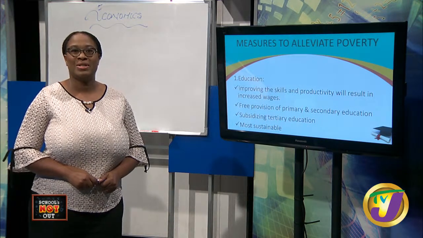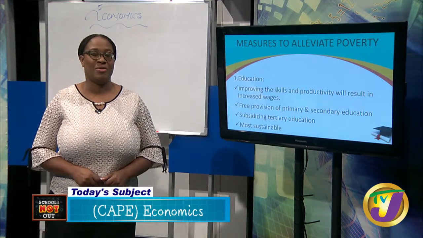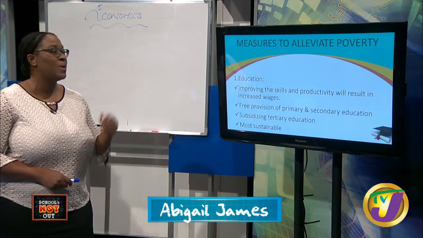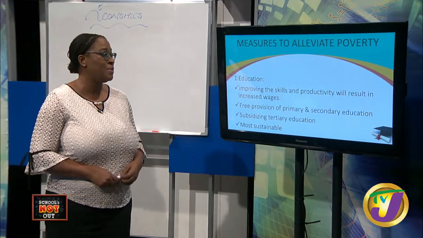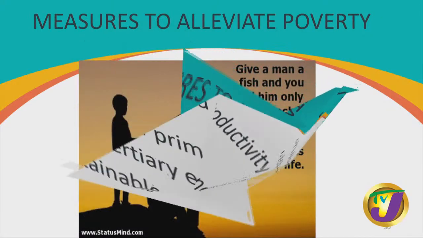Today we have been discussing CAPE Economics Unit 1, Income Distribution and Poverty. Now, just before the break, we were looking at the measures to alleviate poverty. Let's run through them quickly again before I go to another section. As we said before, education, so improving your skill set, having the provision of primary and secondary education, subsidizing tertiary education will help to alleviate poverty.